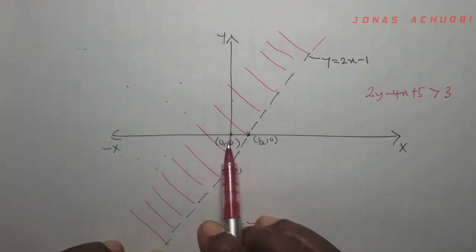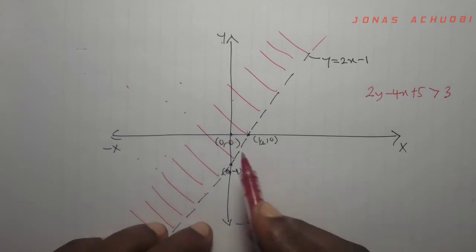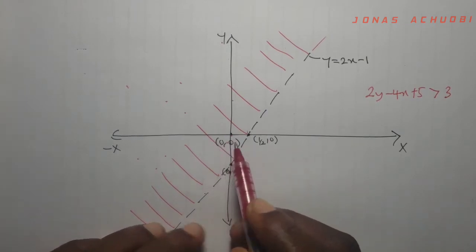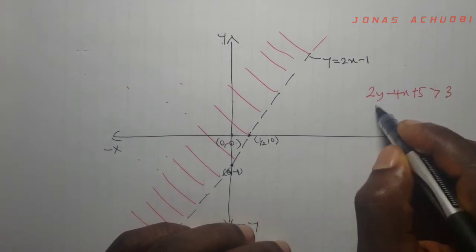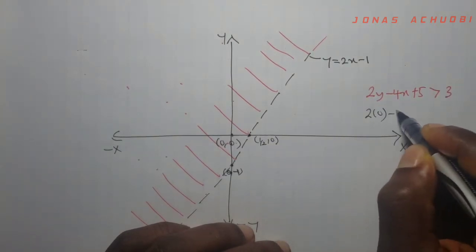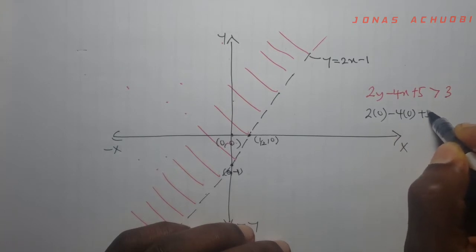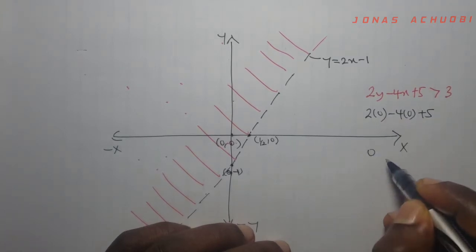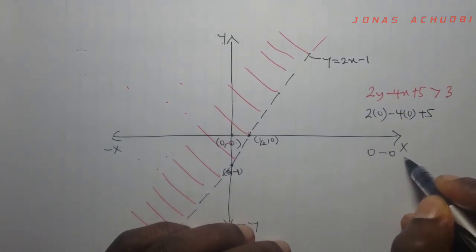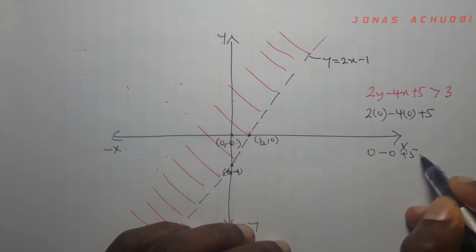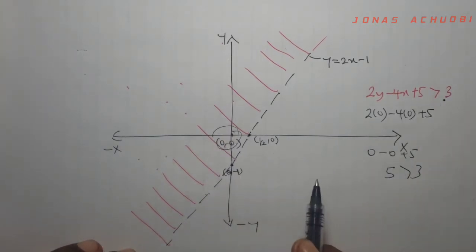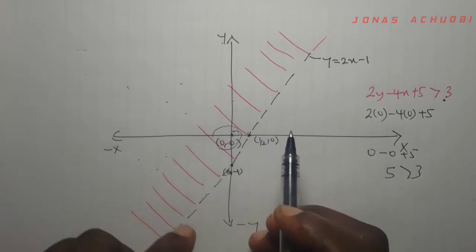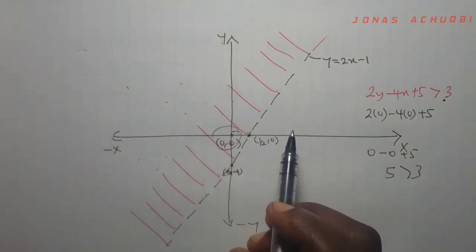So let us see if this point 0, 0 satisfies the inequality. 0, 0 means that x is 0, y is 0. So let us put x as 0 and y as 0 here and see what happens. This is 2 times y, which is 0, minus 4 times x, which is 0, plus 5. 2 times 0 is 0, minus 4 times 0 is 0, plus 5. 0 minus 0 plus 5 is 5. And 5 is greater than 3. So this point satisfies the inequality. This is just one point out of more than a billion points.